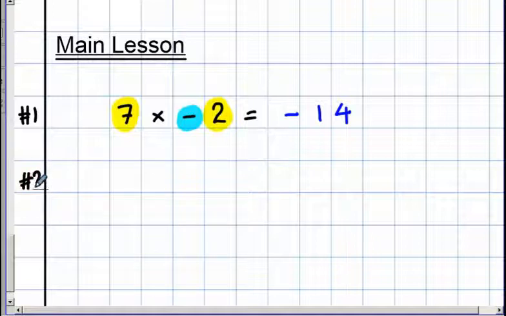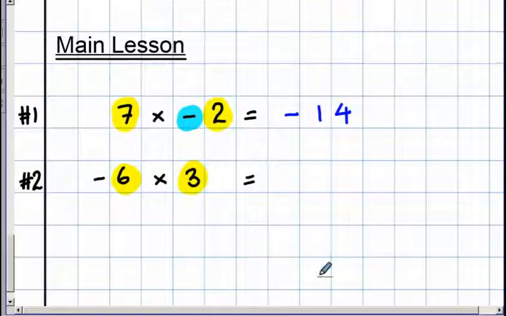Example 2. Minus 6 times 3 equals. First, we're going to work out 6 times 3. 6 times 3 is 18.